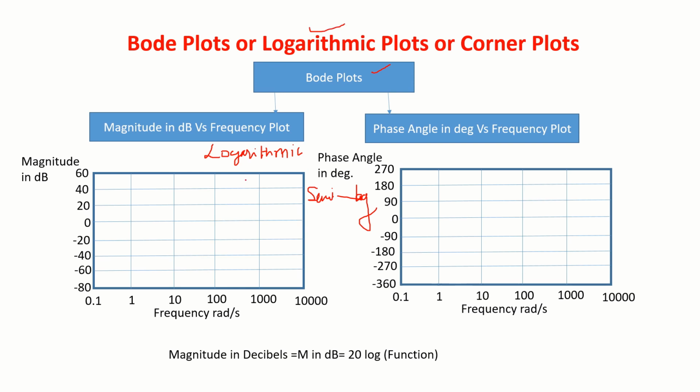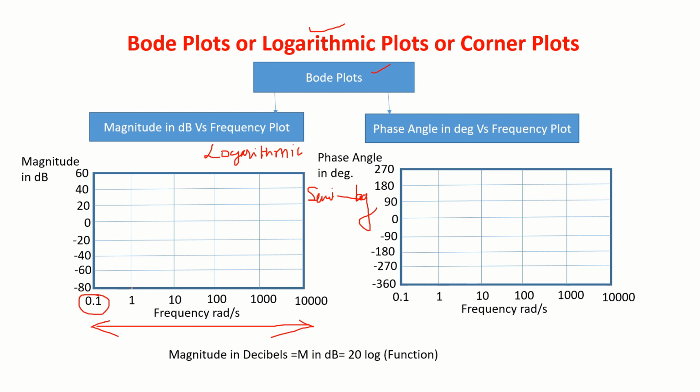The advantage is you can have a very high range of frequencies. Suppose I start here with 0.1, I can go up to 10,000. If I start with 1 here, probably I can go up to 100,000. A very high frequency range you can represent on the x-axis.